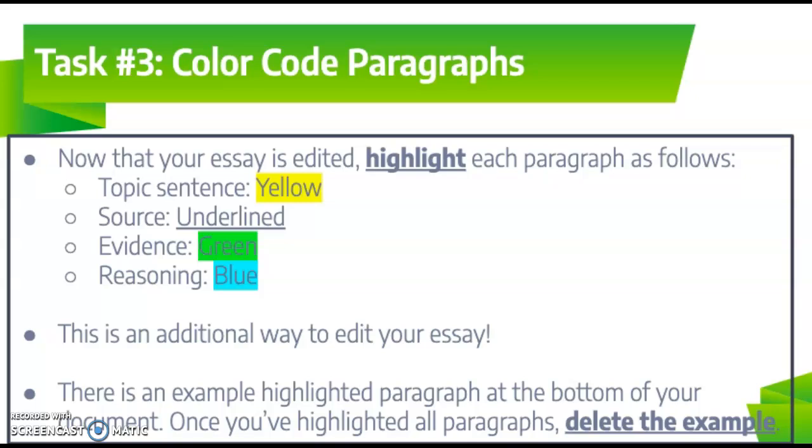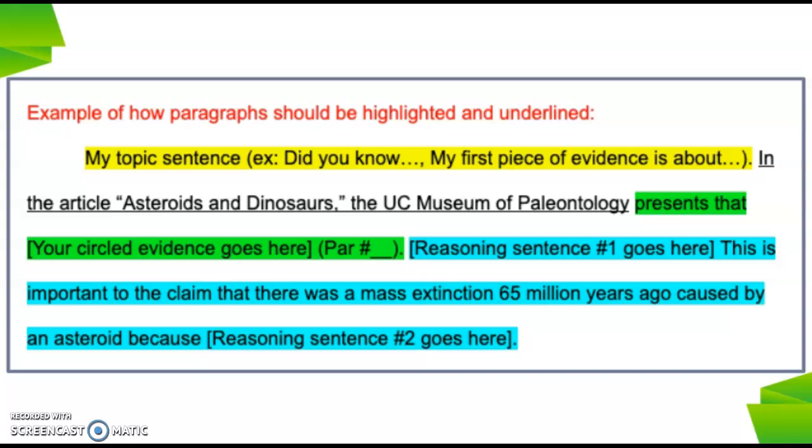At the very bottom of your essay, I'll show you in a second, there's an example highlighted paragraph so you can see what it needs to look like. Once you've gone through and highlighted and color-coded each paragraph, you can delete that example at the bottom, okay? So I'm going to show you, here's the example paragraph. You can see the topic sentence is highlighted yellow, the source is underlined, the evidence is in green, and the reasoning is in blue. Both pieces of reasoning are in blue, okay? And this is, again, just one more way to get you to read it and identify that you have each of the pieces present.